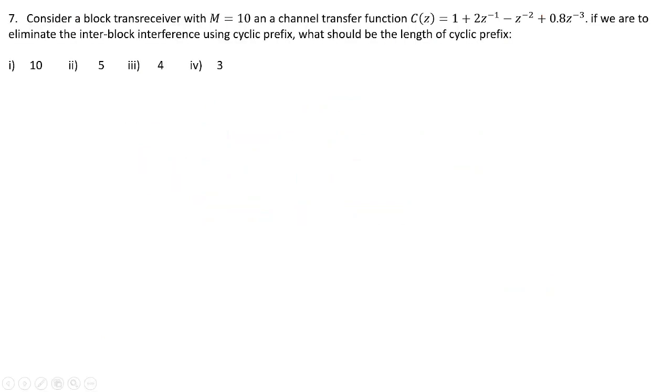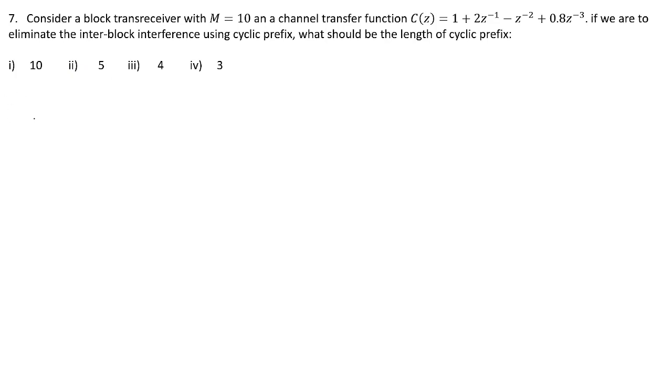So next question, the block transceiver with M equal to 10 and transfer function C(z) equal to this. If we are to eliminate the interblock interference using cyclic prefix, what should be the length of the cyclic prefix? This is quite similar to the first question, where the interblock interference is eliminated by zero padding. Here it's a cyclic prefix. However, the concept remains the same, because both the zero padded system and the cyclic prefix based system incorporate the same amount of redundancy.